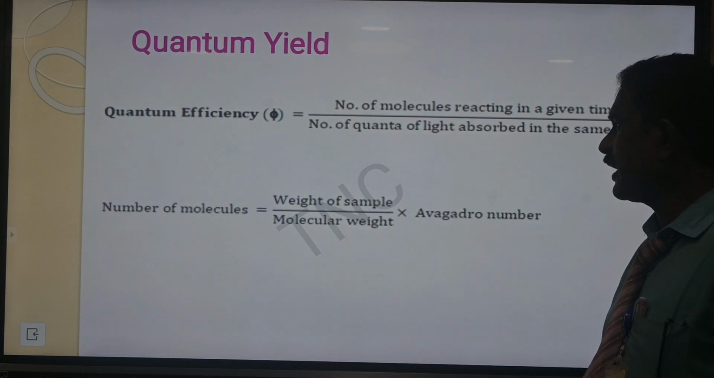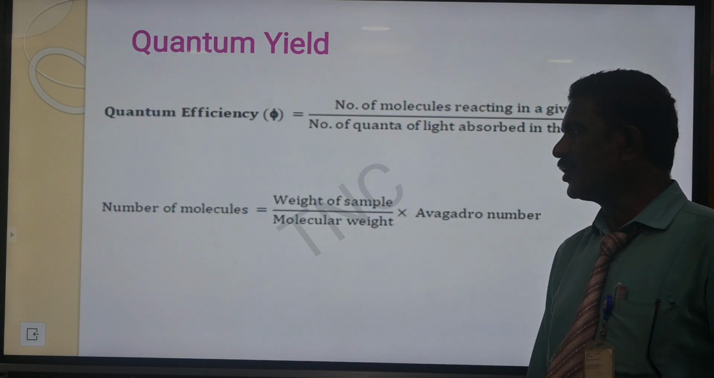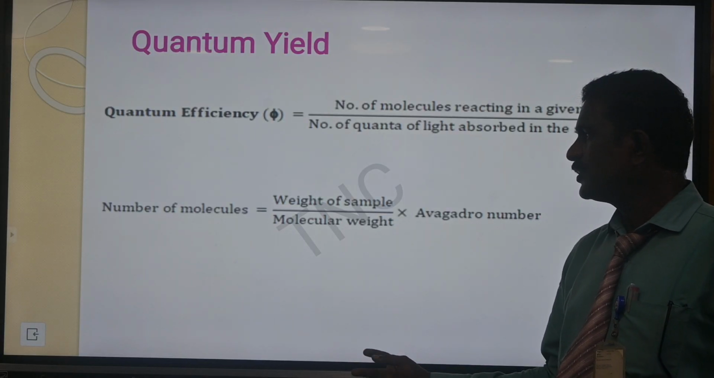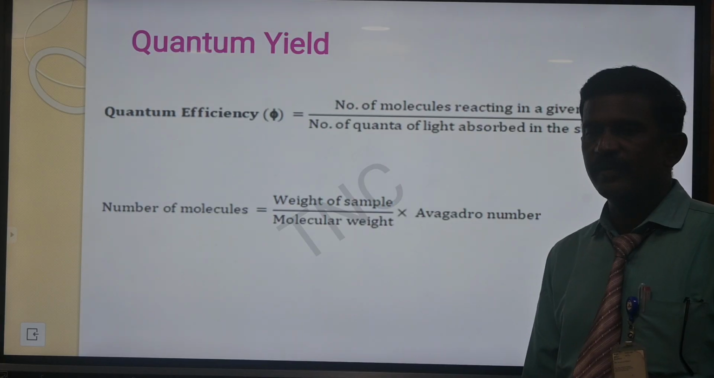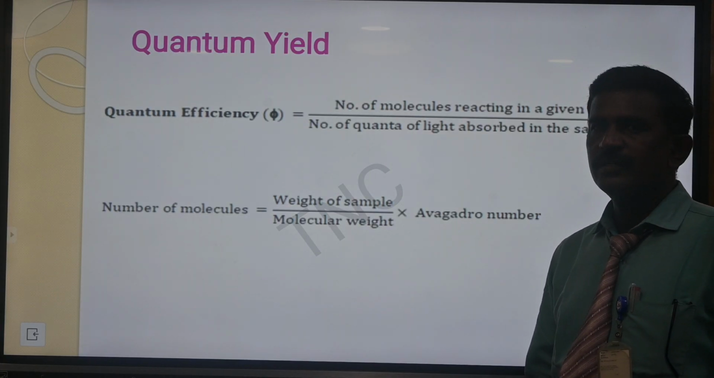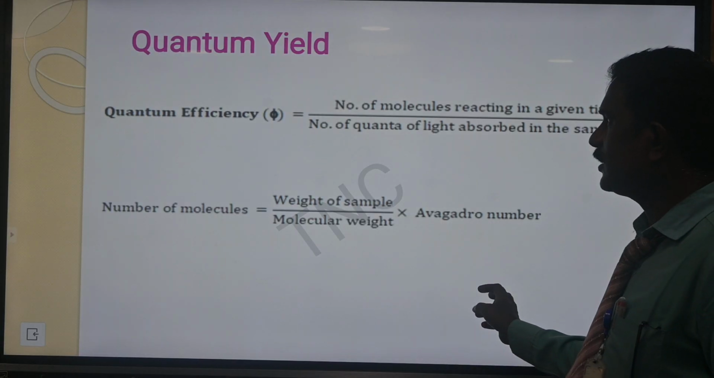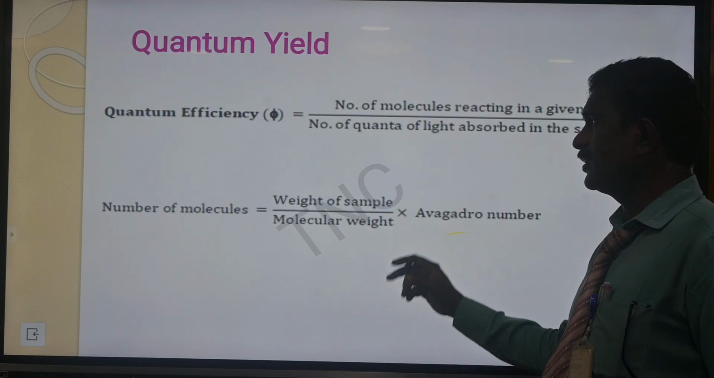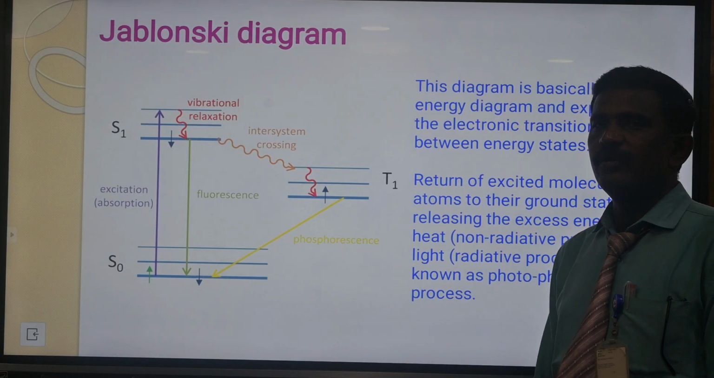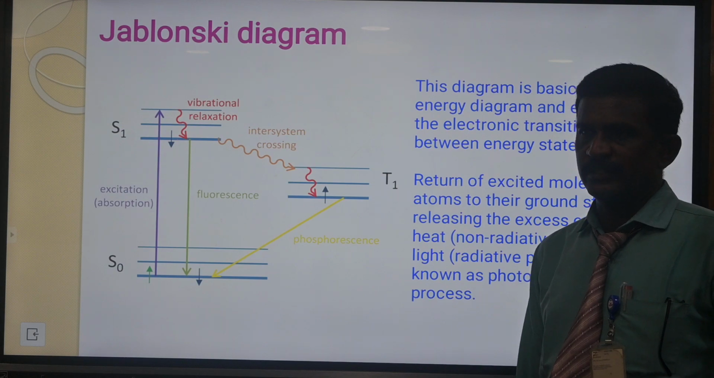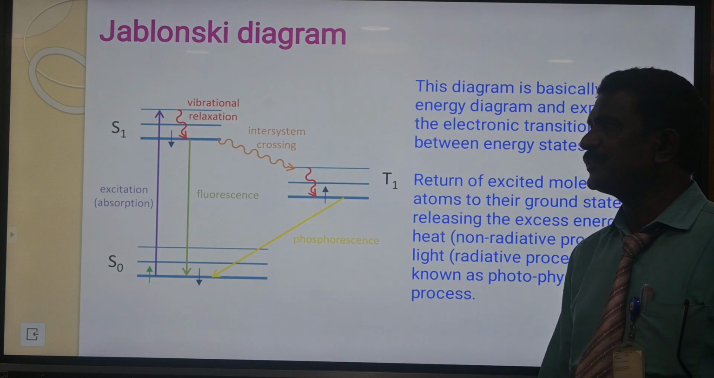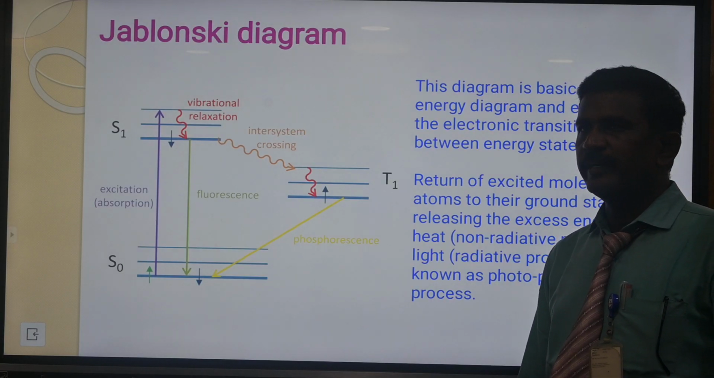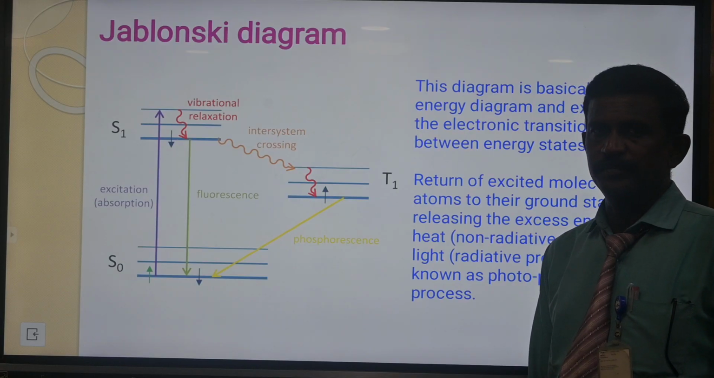The calculation of the number of molecules is a fundamental mole concept. By using that, we can calculate the number of molecules. The number of molecules is equal to the weight of the sample divided by the molar mass, multiplied by the Avogadro number. So by using this basic mole concept formula, we can calculate the number of molecules reacted. Okay. Next, we are going to study photophysical processes, which are explained by the very famous diagram called the Jablonski diagram.